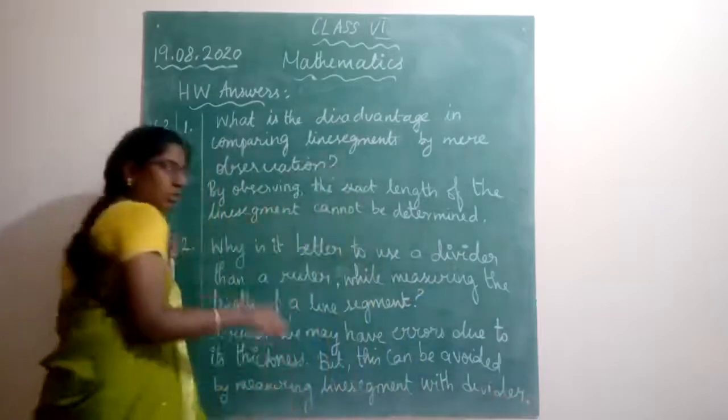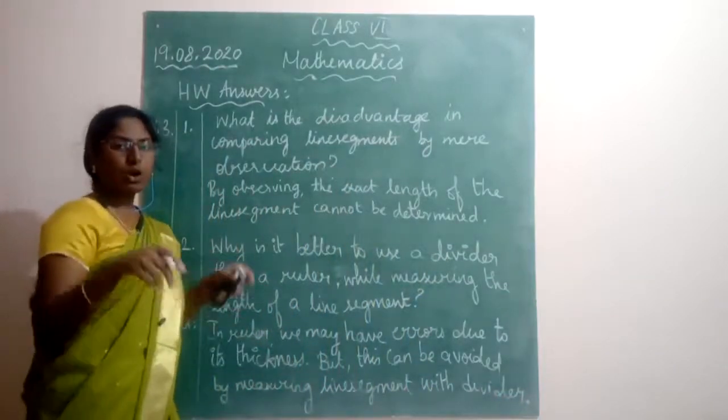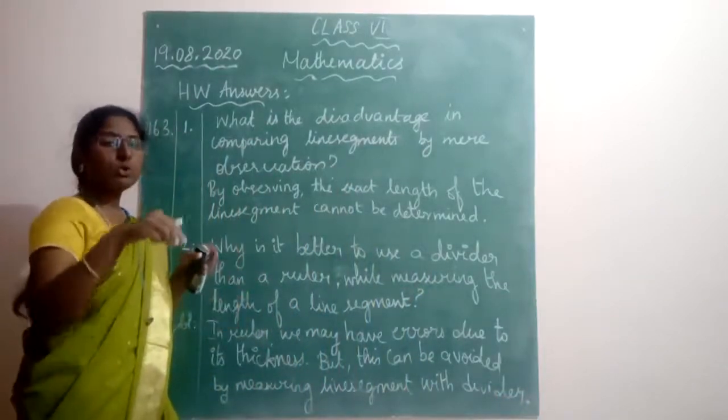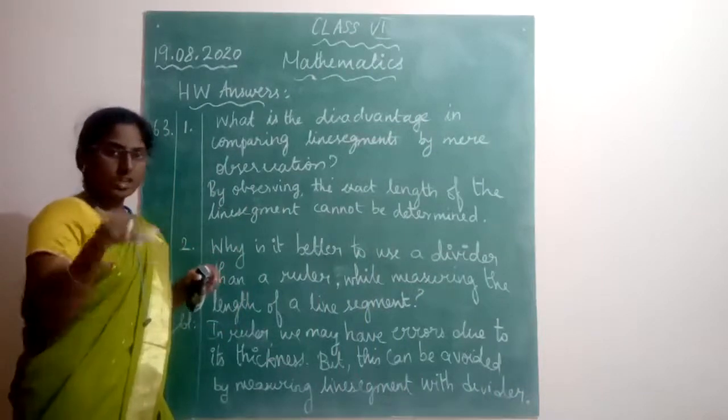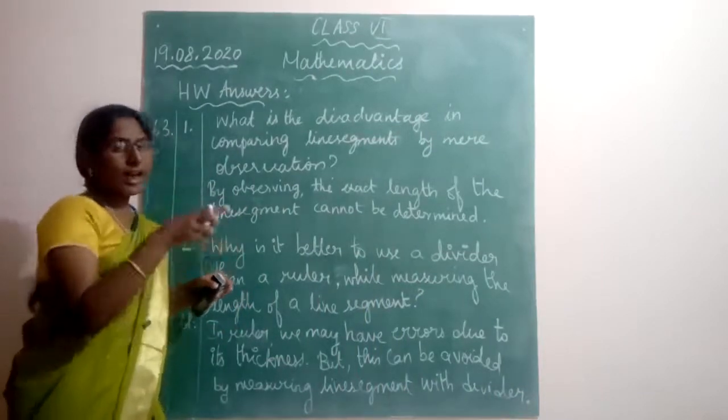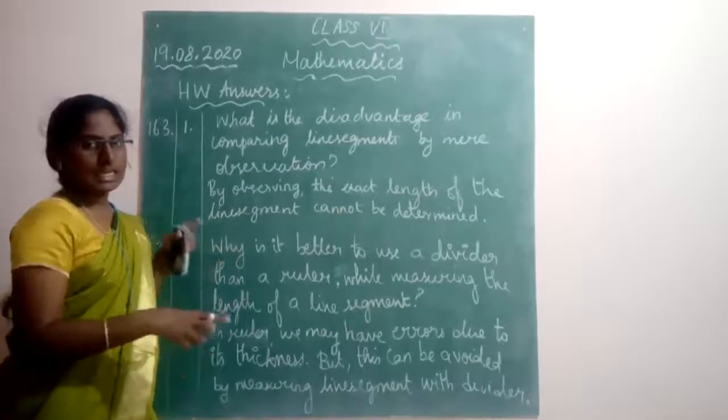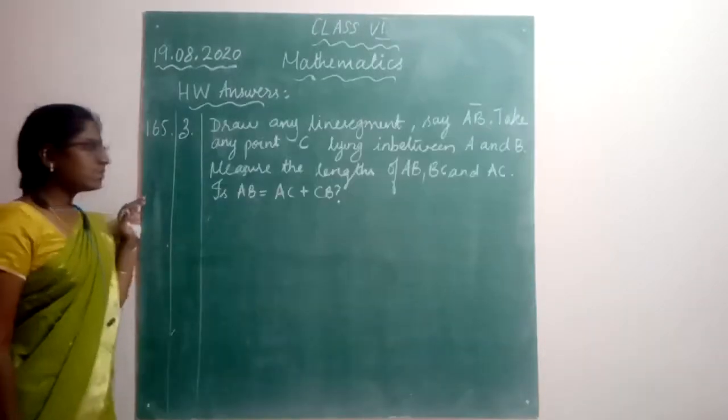You have to place both the pointers of the divider on both the ends of the line segment. Then you have to take the divider as it is. You should not change the width, and you have to place it on the ruler, and you have to find how much length that is. Okay, look at the next question.